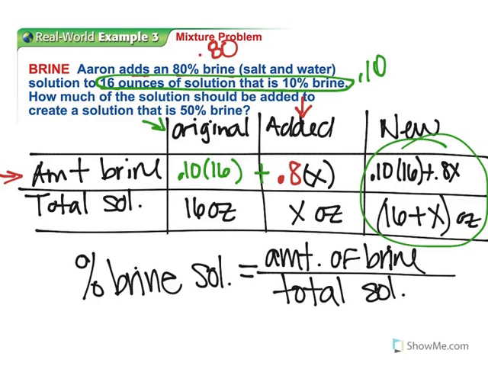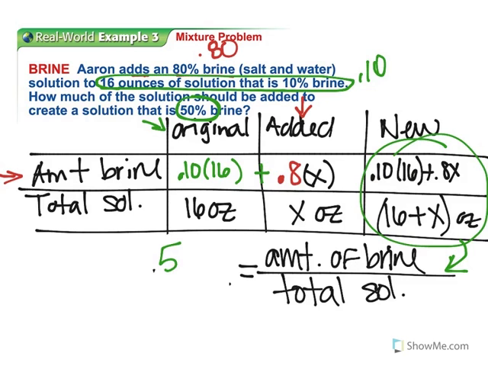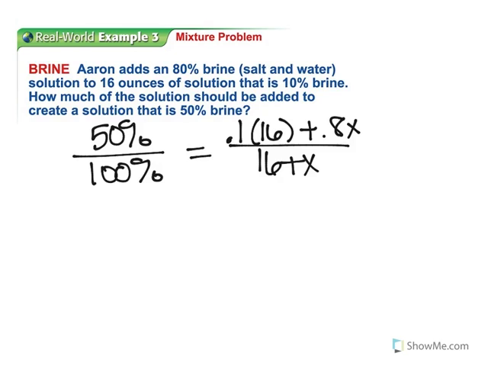Alright, so this piece here is going to be represented on the left side, and the percent of brine solution, which is 50%, we're going to set this up as a proportion. So this is actually going to be 50% over 100%, because that would be the total solution. So let me rewrite this as a proportion. So the easiest way to solve this is to actually cross multiply. Remember, when you have an equal sign in between, all you have to do is cross multiply. You do not have to do the small method.